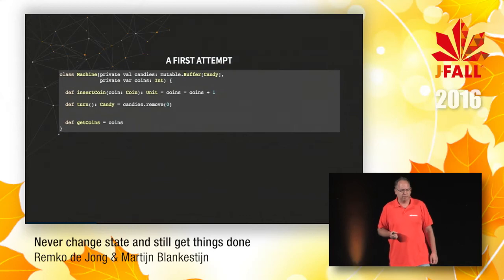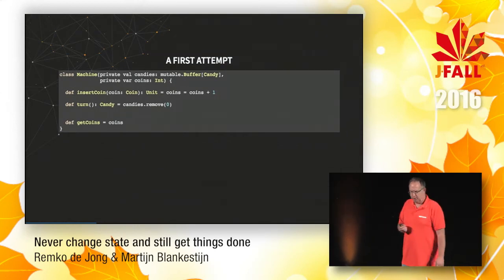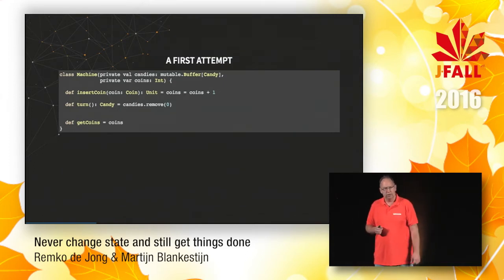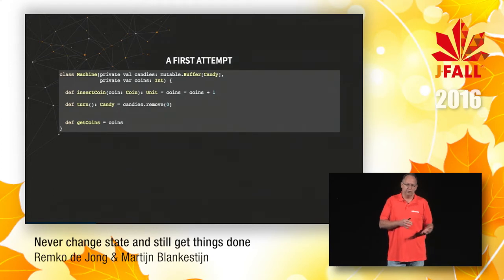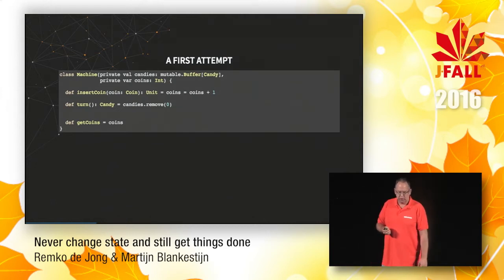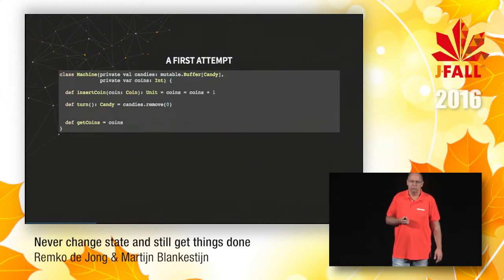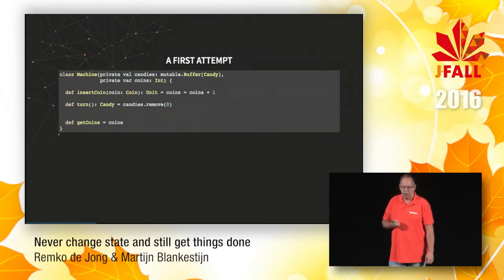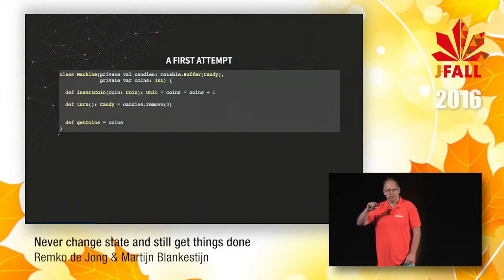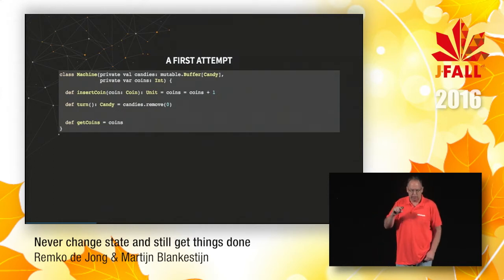It has no side effects. If we look at our first attempt for the object-oriented code, we see a couple of constructs that need some explanation. In Scala, the default access modifier is public. That is for members, but also for classes. So we have a class Machine that takes a mutable buffer, comparable to a list in Java, of candies. And it has a mutable variable coins. And because these are class parameters, they are also members of that class. So we can use them in the body.